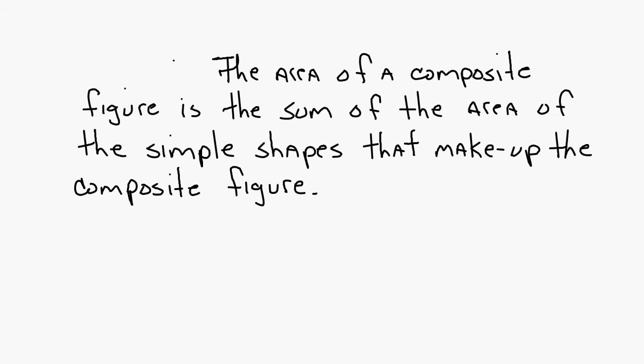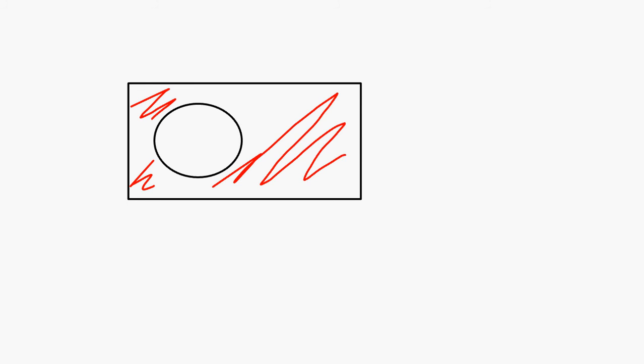Okay. So we covered a couple of composite figures already, and let's talk about an example when you're given a shape like a rectangle and it's got a circle in it, but this region here is shaded, and you're asked to find the area of the shaded.